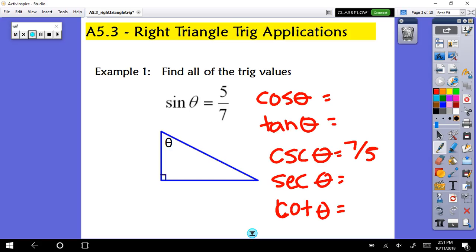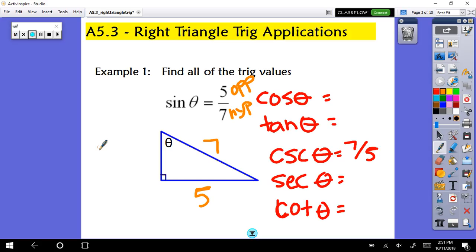All right, now add on your triangle, add a theta up at the top like my triangle is drawn. So we need to put our ratio on our triangle. So we know that if it's sine, it's opposite over hypotenuse. So the sine is 5 over 7. So we need to find the other side of our triangle using the Pythagorean theorem. Okay, so I'm going to come over here to the side.